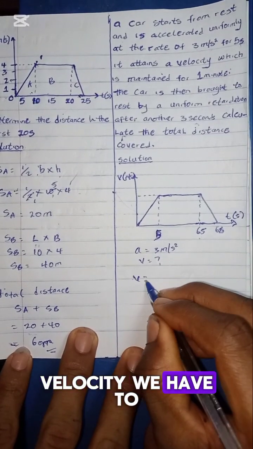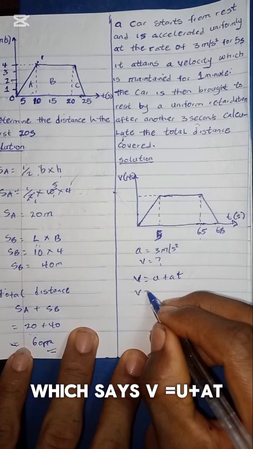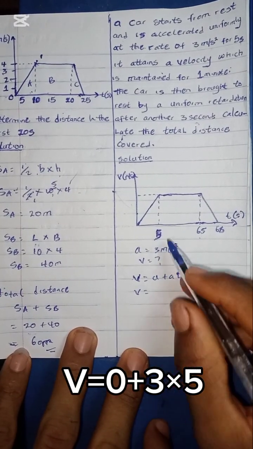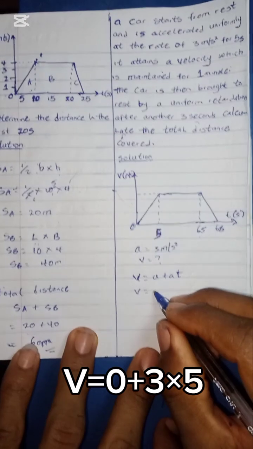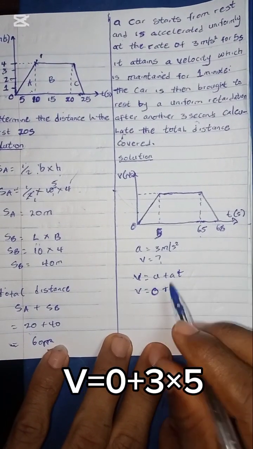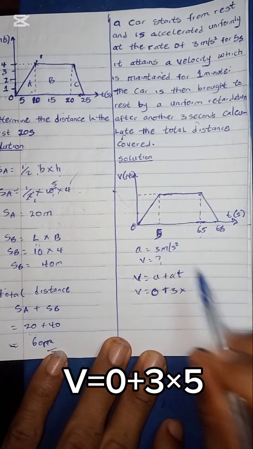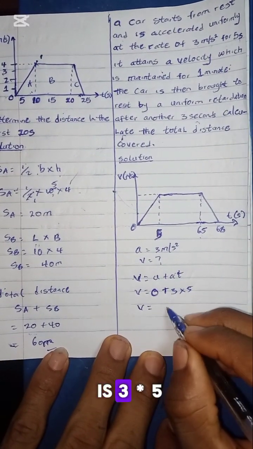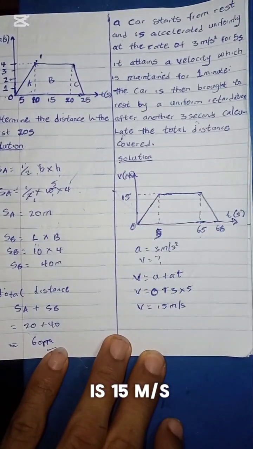So to find the velocity, we have to use the first equation of motion, which says v is equals to u plus at. We know it's starting from rest, so our initial velocity will be 0 plus the acceleration, which is 3 times the time, which is 5. So now our velocity is 3 times 5, that's 15 meter per second. So this velocity over here is 15 meter per second.